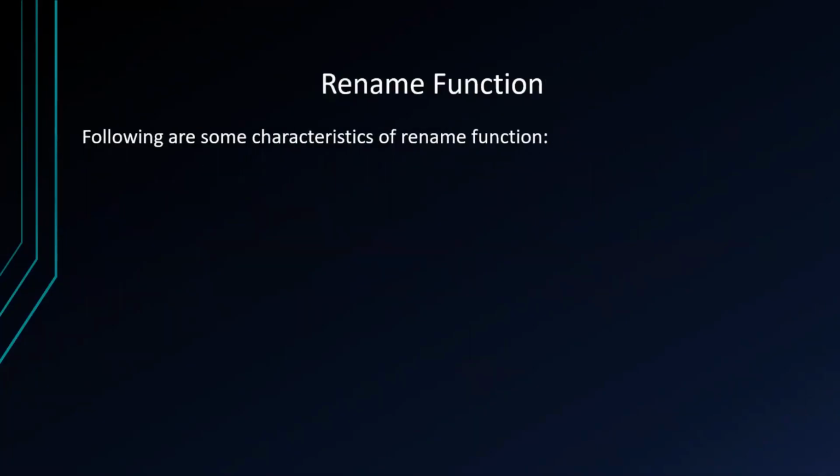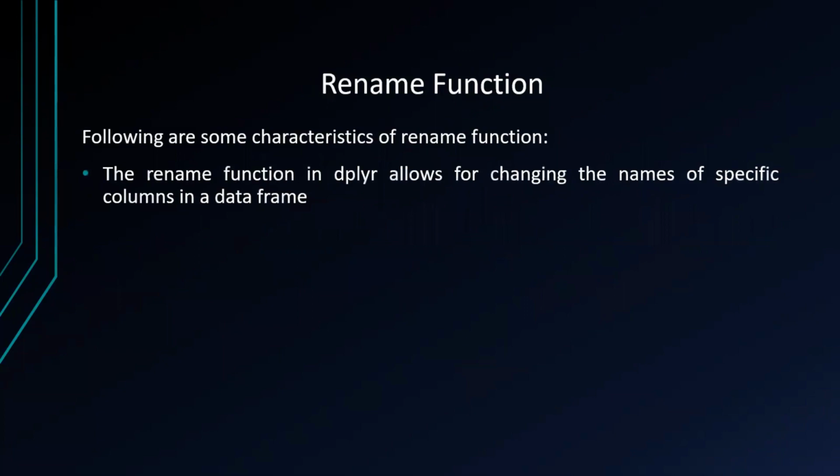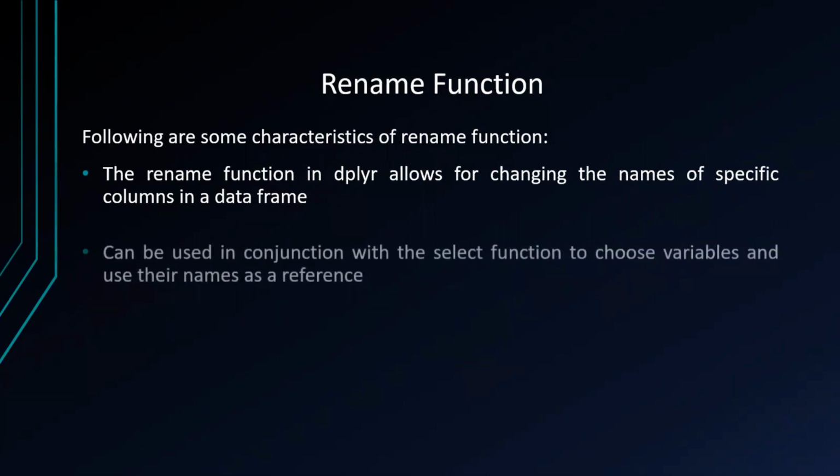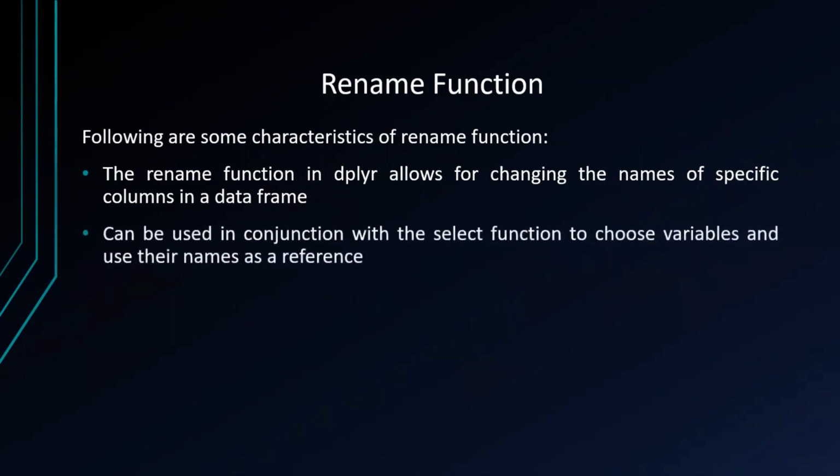Next we have the rename function. Following are some characteristics of the rename function. The rename function in dplyr allows for changing the names of specific columns in a data frame. It can also be used in conjunction with the select function to choose variables and use their names as a reference. The syntax is quite simple. You just have to use the rename function, then pass the data frame, and then the variable name you want to change.